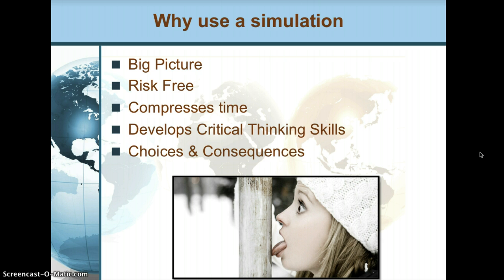It gives you an opportunity to compress time. Several years' worth of decision making will play out during the term. In fact, you will be running the company for 9 years, and you'll get to see the impact of your decisions over those 9 years in only 15 weeks.